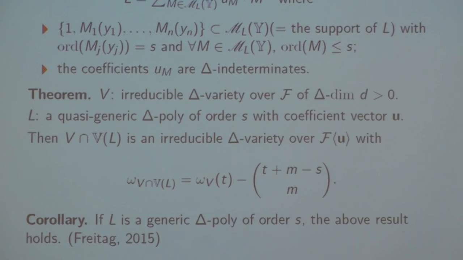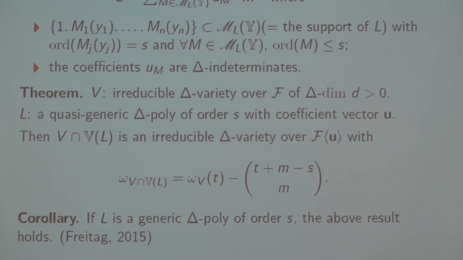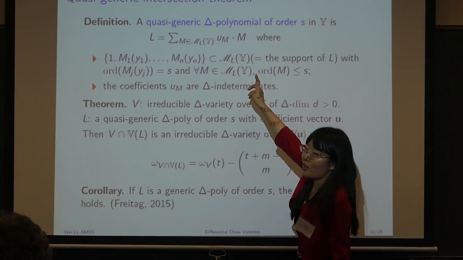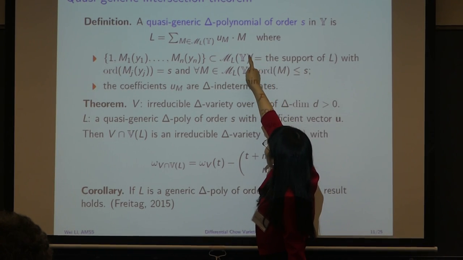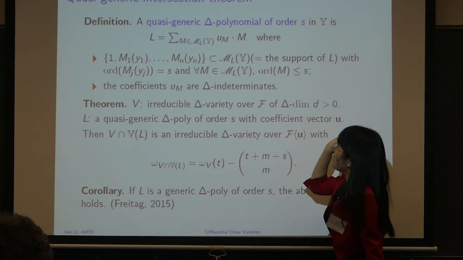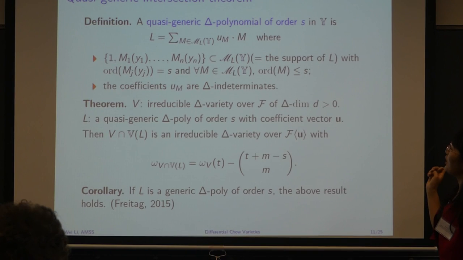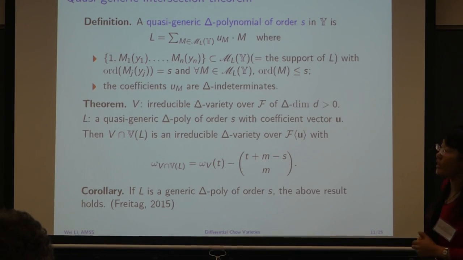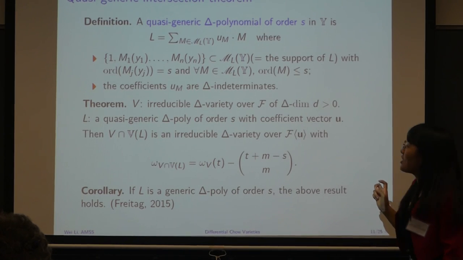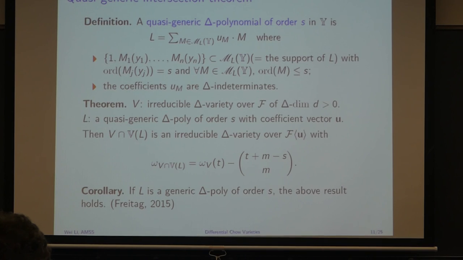A quasi-generic differential polynomial of order s is a differential polynomial of order s that should satisfy these two conditions. So first, the coefficients should be differential indeterminates. And the terms in L should contain at least n plus 1 terms in this form. That means this quasi-generic differential polynomial should contain the degree 0 term. And for each variable yj, this polynomial should contain a differential monomial which only involves yj, and this differential monomial also should be of order s. So this is the definition of a quasi-generic differential polynomial of order s.